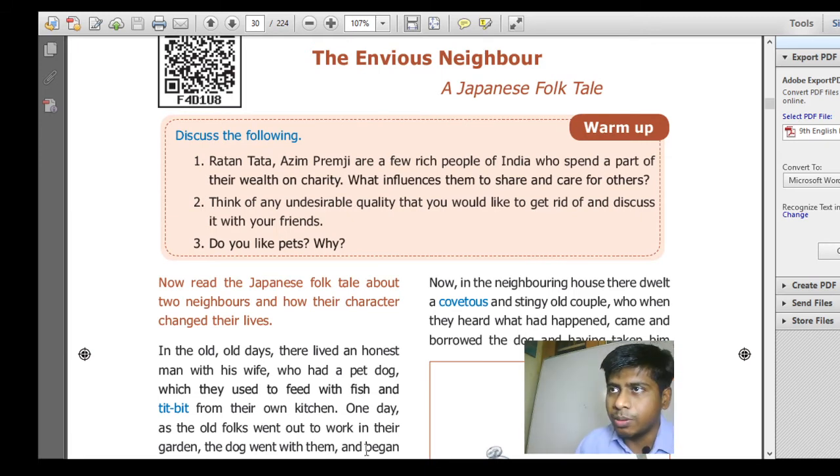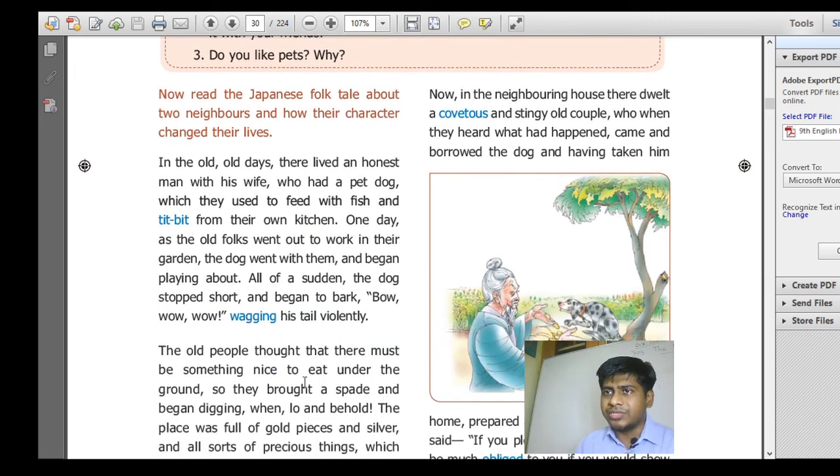The Envious Neighbor, a Japanese folk tale. In the old days, there lived an honest man with his wife who had a pet dog which they used to feed with fish and tidbits from their own kitchen. One day, as the old folks went out to work in their garden, the dog went with them and began playing about. All of a sudden, the dog stopped short and began to bark, bow, wow, wow, wagging his tail violently. Okay, this is the introduction of this.